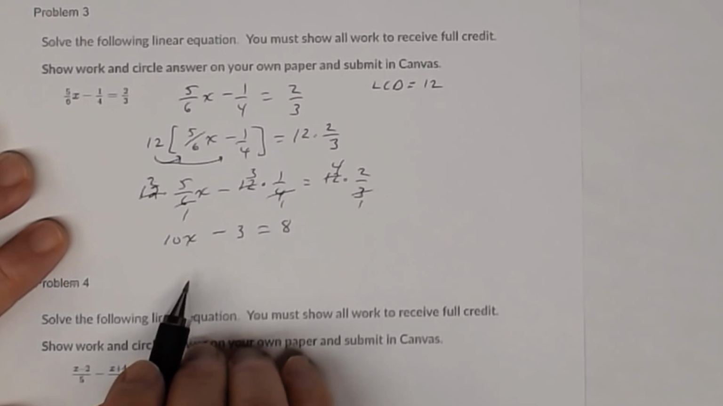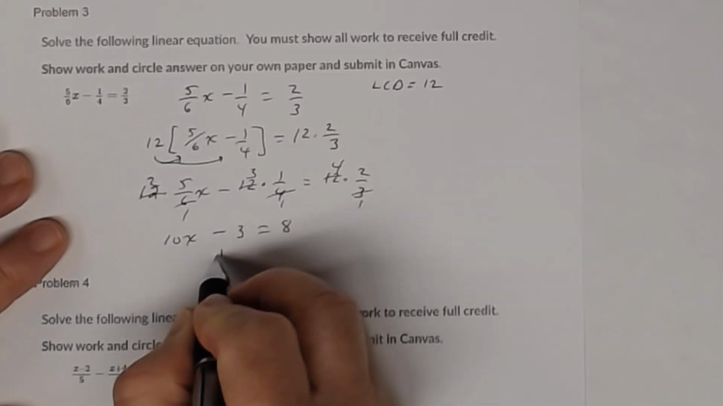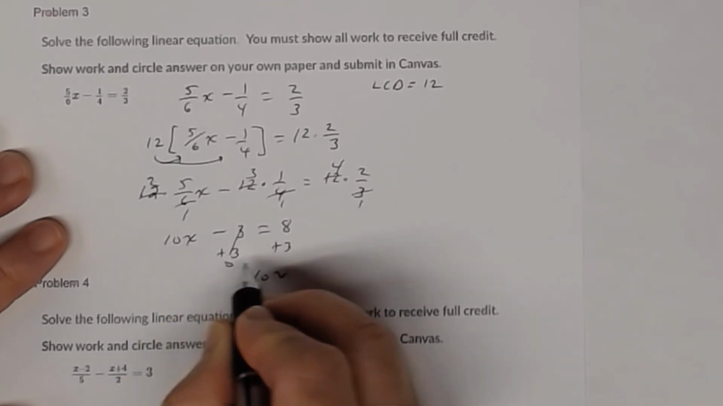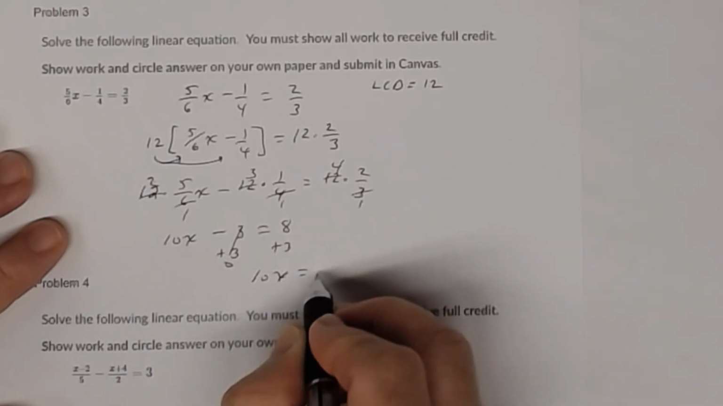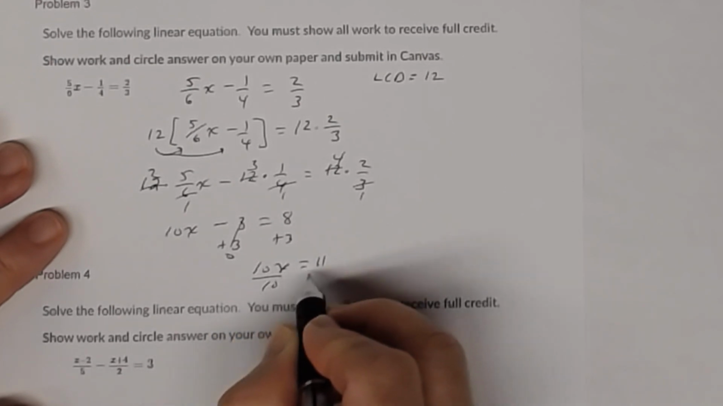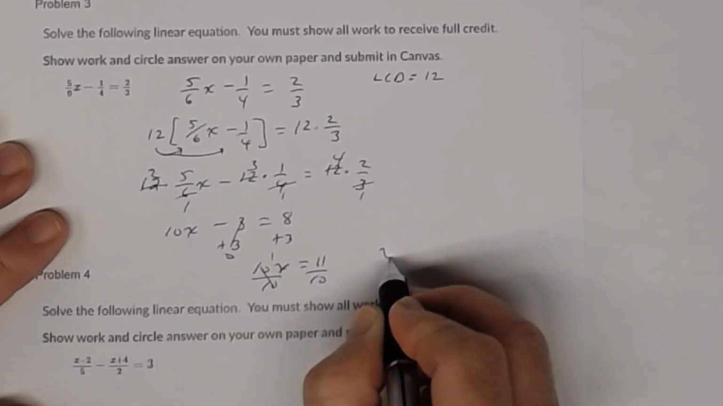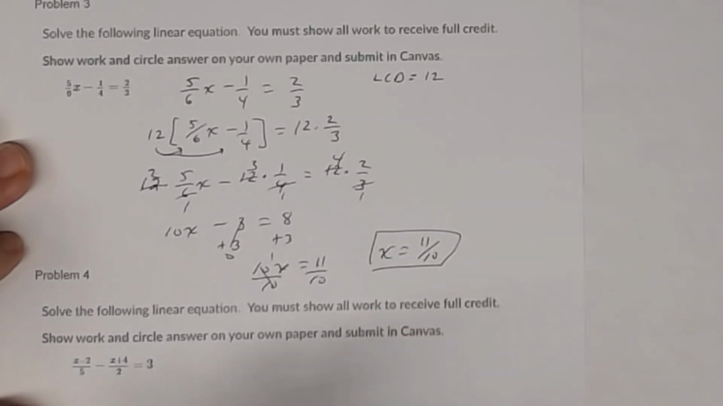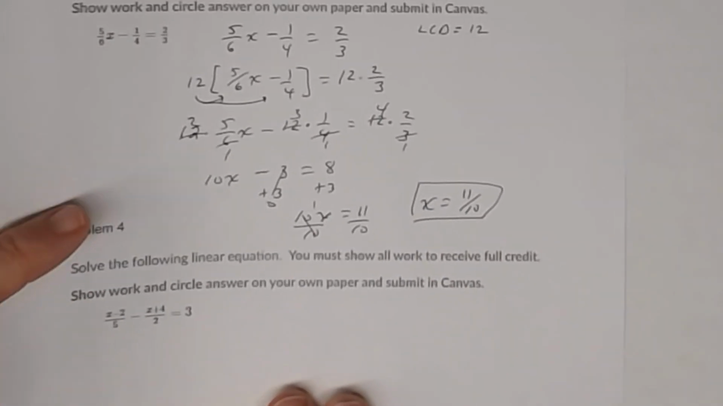So at this point, let's go ahead and add 3 to both sides. And so I get 10x, this is 0, equals 8 plus 3 is 11. And then divide both sides by 10 and then reduce, I get x to be 11/10. And so that's the answer to number 3. Okay, number 4, same thing.